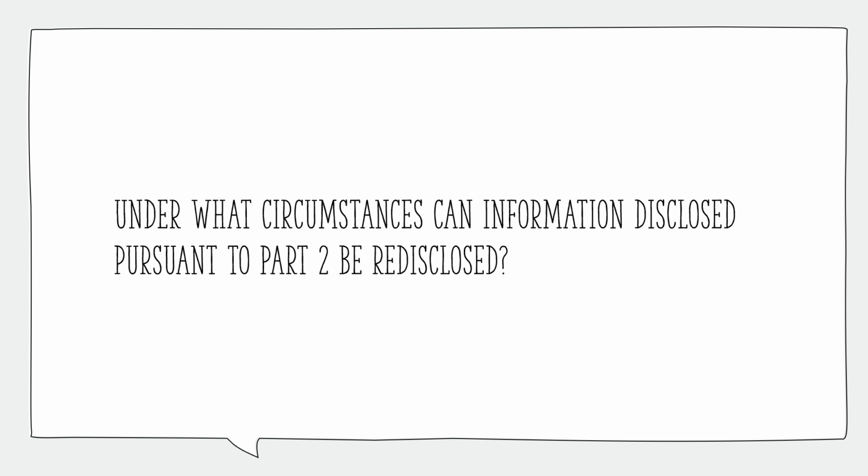The next question is, under what circumstances can information disclosed pursuant to Part 2 be redisclosed? So once the Part 2 information has been initially disclosed, either with or without the patient's consent, no redisclosure is permitted without that patient's express consent to redisclose, or unless otherwise permitted under Part 2. So disclosures that are made with the patient consent have to be accompanied by a statement that notifies the recipient that Part 2 redisclosure is prohibited, unless further disclosure is expressly permitted by the written consent of the person to whom it pertains, or if it's otherwise permitted by Part 2.